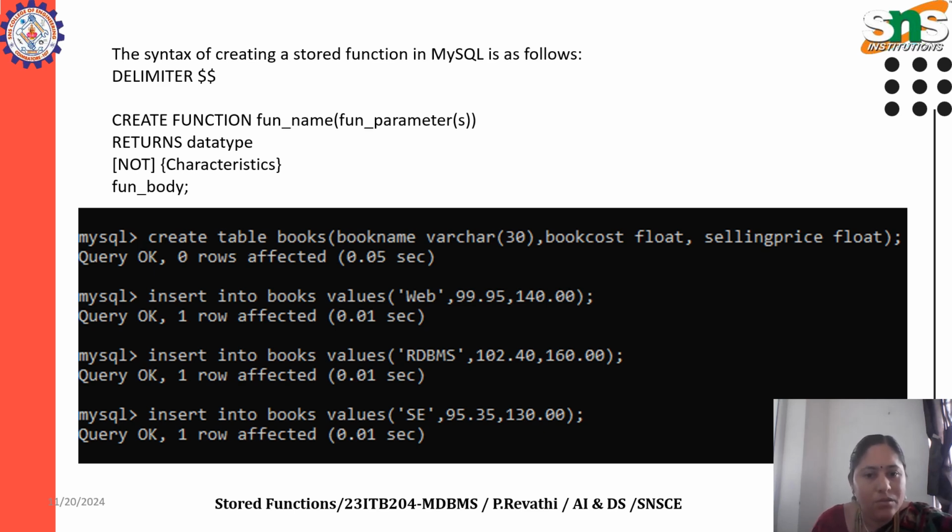Next, we are going to insert values into the books table using the insert command. Insert into table name. Table name is books, then values: web, 99.95, 140.00. If you are going to insert string values, you have to use single quotes for defining string values. However many records you want, using the insert command, insert the values.